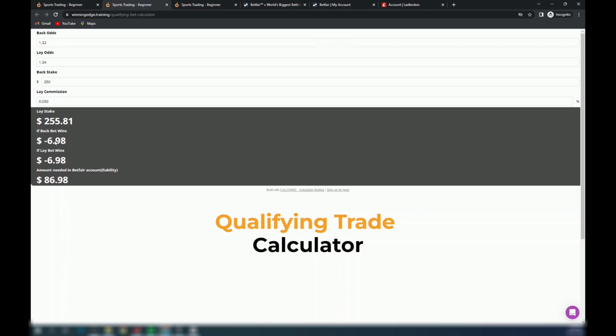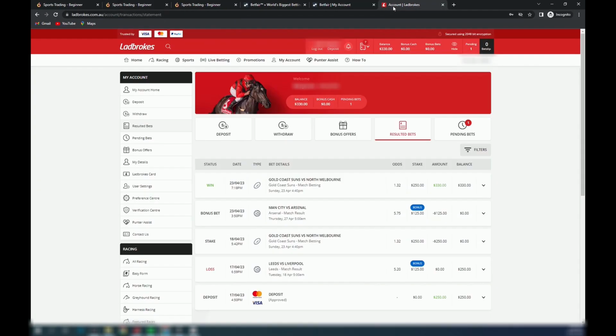Now, let's assume that the lay bet wins this time, and we've also got $6.98 as the amount we will lose if the lay bet wins. So let's prove this right. Let's see if this number is right. So we're going to go back over to our bookmaker. And if we're assuming that this bet has lost, then that means that we're going to lose our $250 stake. So we put our $250 stake in, the bet doesn't win, so we lose all 250 of that.